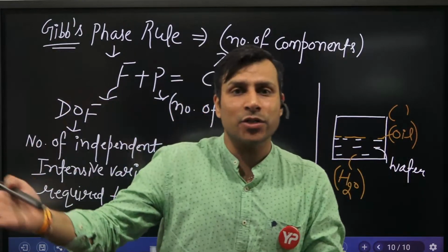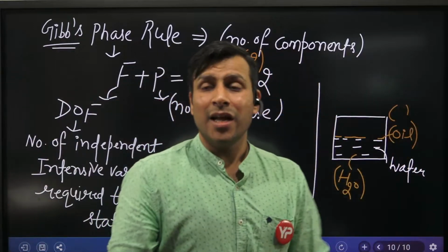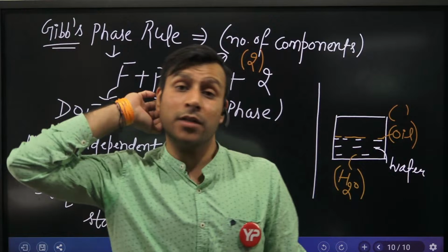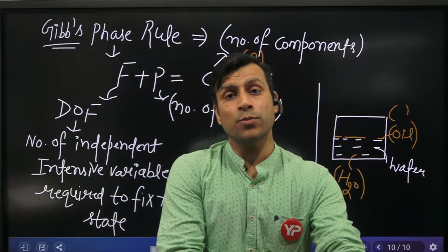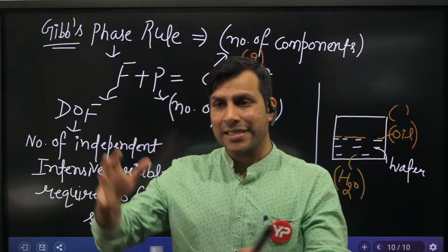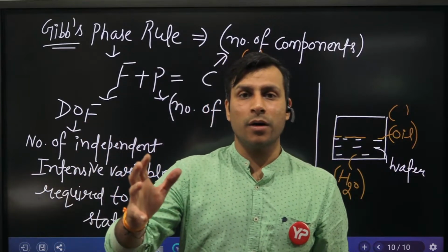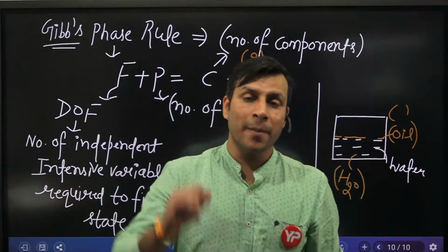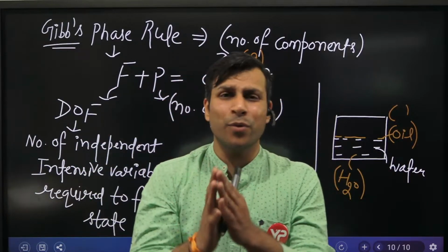If there are three different constituents, you will take three components. Like suppose there is a mixture of ice, water, and steam. There are three substances: ice, water, and steam. So how many phases are there? There are three phases, because ice is in solid form, water is in liquid form, and steam is in gaseous form. But how many components are there? The number of components is 1.